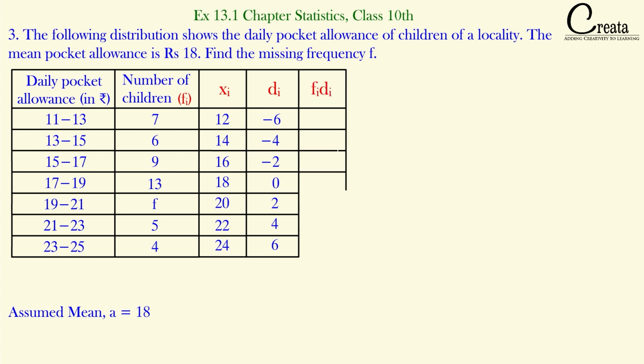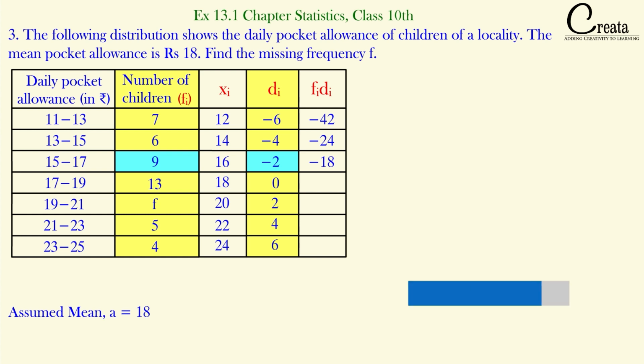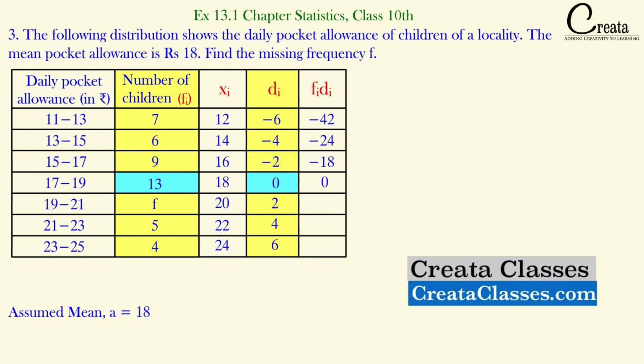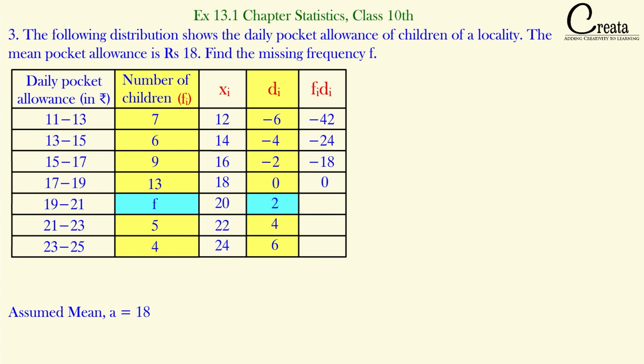We will find fi into di. Let's multiply the frequency with the deviation. 7 into minus 6 is minus 42. 6 into minus 4 is minus 24. 9 into minus 2 is minus 18. 13 into 0 is 0. And f into 2 will be 2f. F is the missing component that we have to find, and we are multiplying f with 2, so f into 2 is 2f. Note this. Further, 5 into 4 is 20. 4 into 6 is 24. We got fi into di.